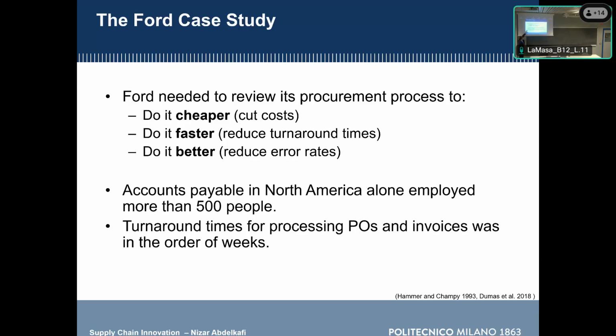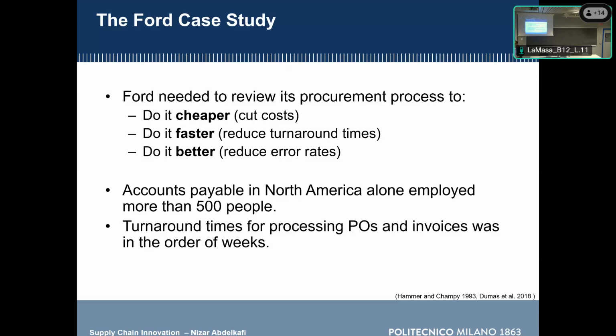Good. And then the turnaround times for purchasing orders and invoices were in the order of weeks. So how does it go? Always we have the purchasing request coming, let's say, from one department. It could be from production, from the warehouse, from logistics, from the administration. So there is a procurement request, and then it goes to the procurement department. The procurement department will issue a purchasing order. The purchasing order will then be sent to the supplier. And then this process, just the processing of POs and invoices, would take weeks.